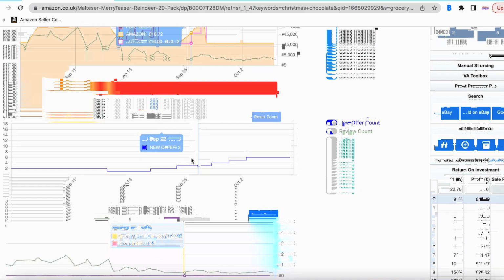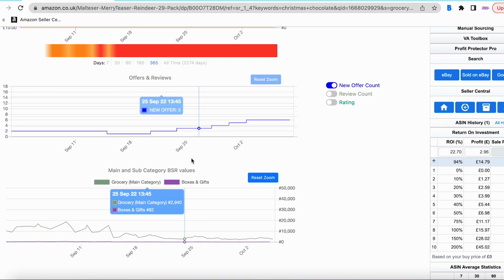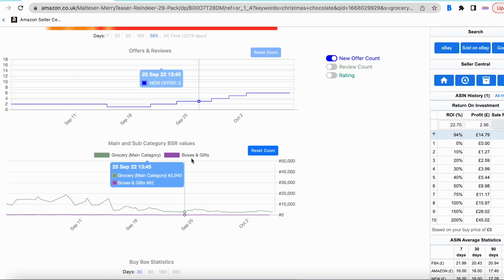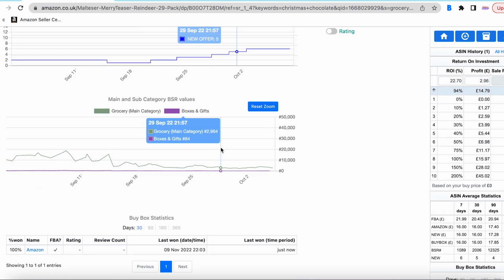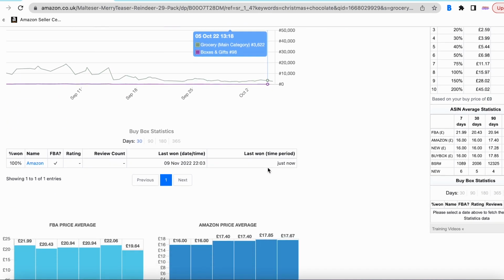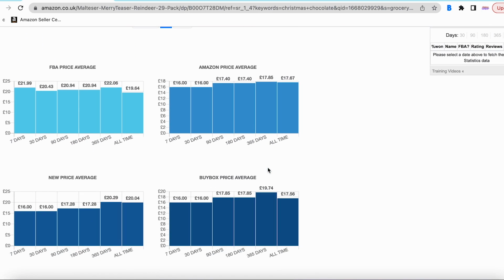Now we also have this offers and reviews, so we can see how many new people are on the listing. We can see the main and subcategory BSRs just here. So again, we can see just how well this is doing. And then if we go down to the bottom, we can actually see the FBA average price and the Amazon average price as well. So we can see over the last 30 days, the FBA average was £20.43, the Amazon average was just £16. The buy box price average was also £16.